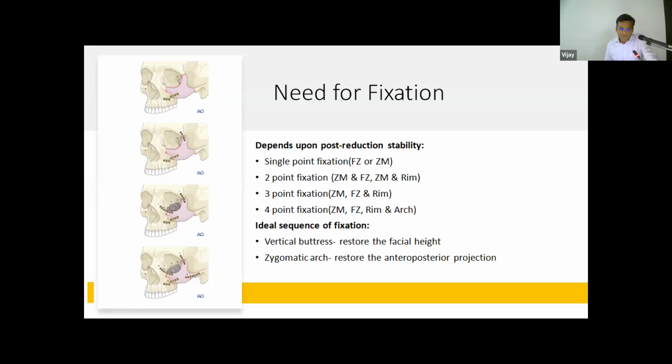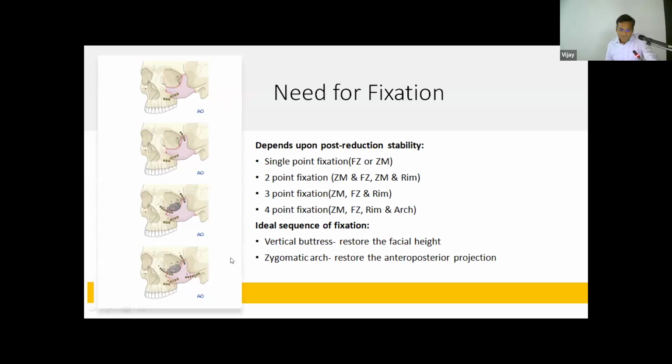So the fracture patterns which are relatively stable after reduction require at least 1 point or 2 point fixation, and the fracture patterns which are more displaced and comminuted require more fixation. Now the question comes, what is the ideal sequence of fixation?